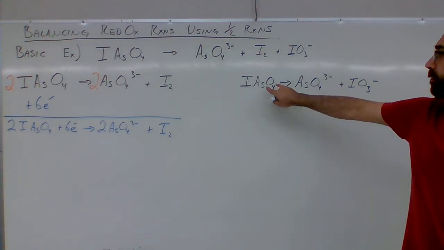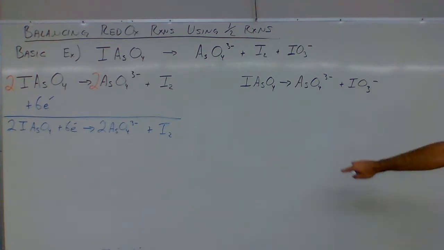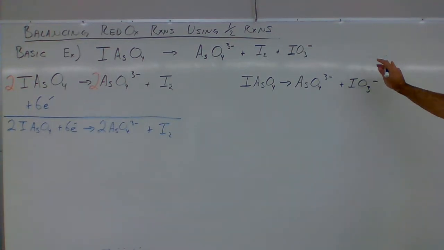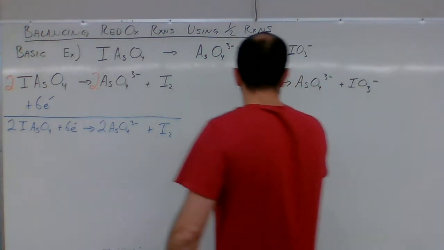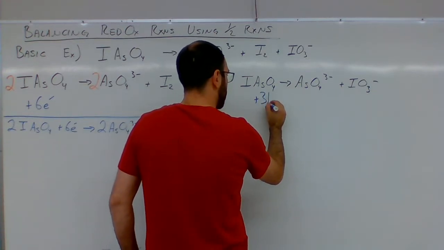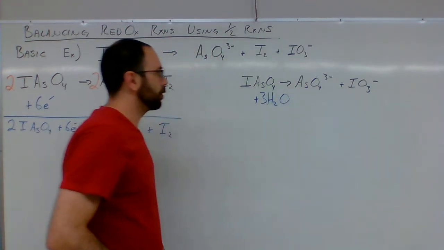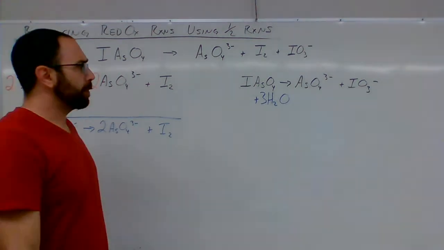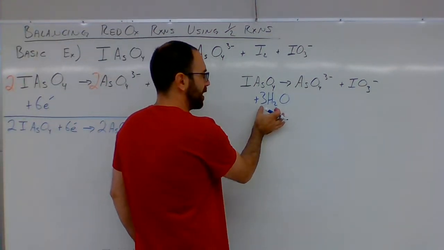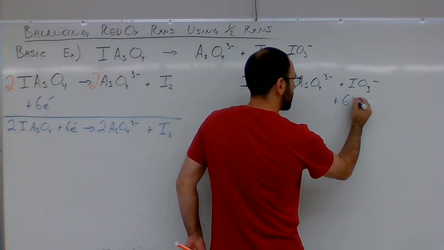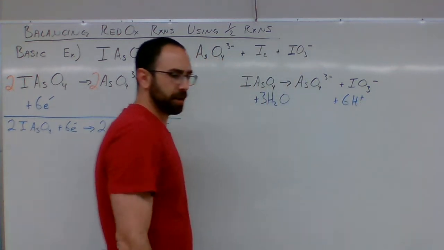Well, I've got 4 on my reactant side, however I've got 4 plus 3, 7 on my product side. So we'll add 3 H2O. Balance out our hydrogens. I now have 6 hydrogens here, so let's add 6 H plus onto this side.